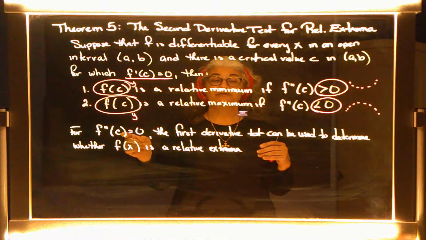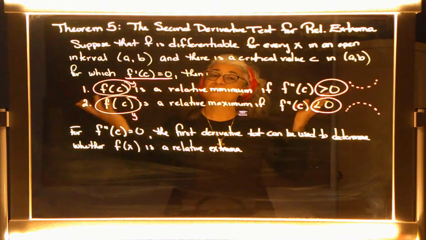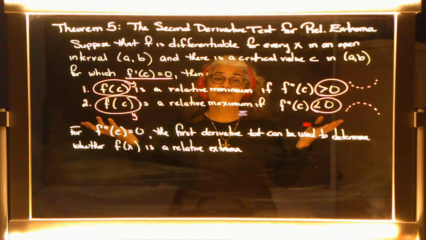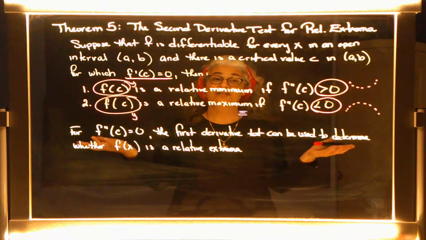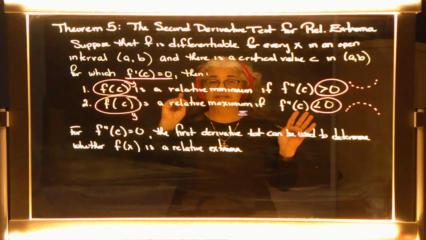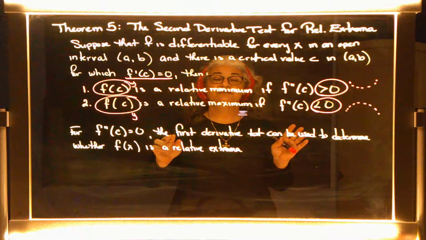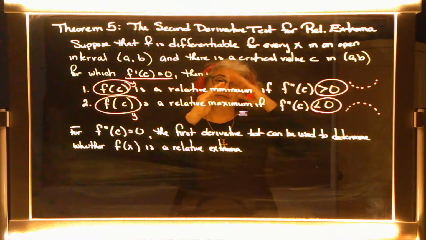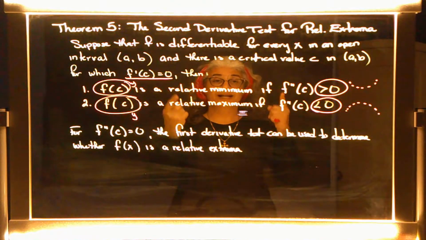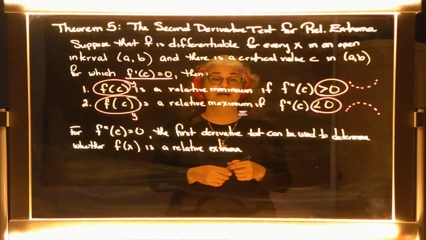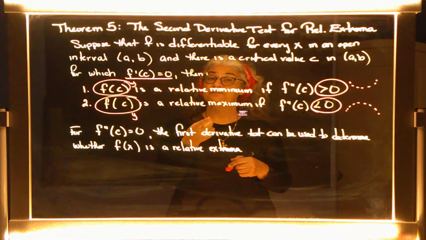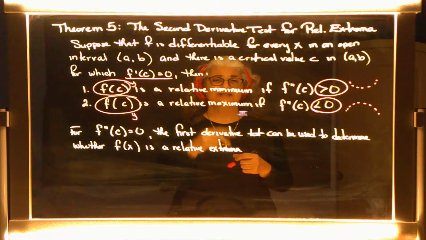If my second derivative at that critical value is 0, 0 is not positive or negative, so I can't tell any concavity, so it's not going to help me. Which means I need to stick with the first derivative and figure out where it's increasing and where it's decreasing so that I can determine a relative min or max. Got it? Okay, so stay tuned. I got some examples for us.